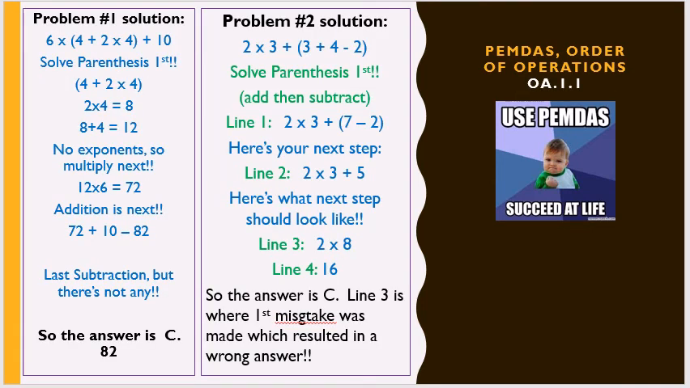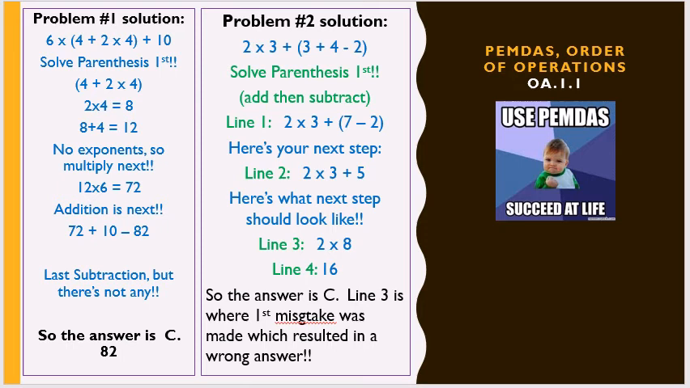So problem number 1, 6 times parentheses 4 plus 2 times 4, close parentheses, plus 10. Remember, solve parentheses first. That is in the PEMDAS. Parentheses. So within the parentheses, you look at 4 plus 2 times 4. So you think of your order of operations. Next would be exponents. We don't have any exponents. So next we would multiply. So 2 times 4 equals 8.